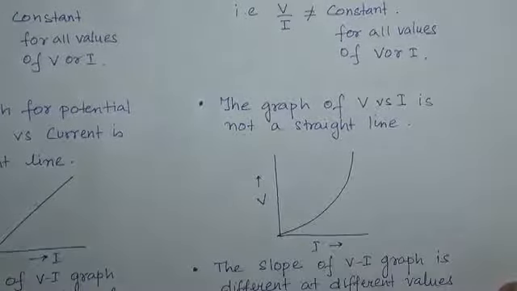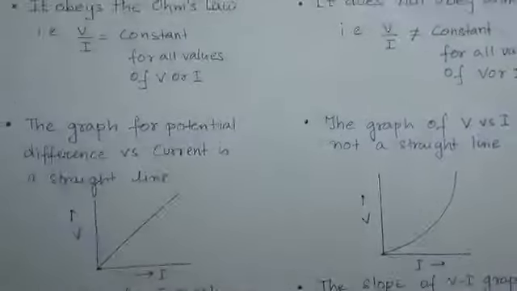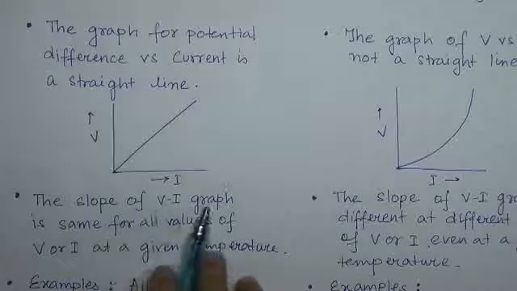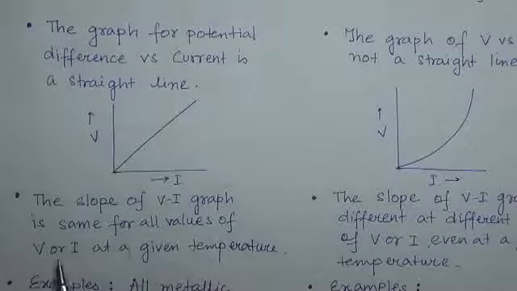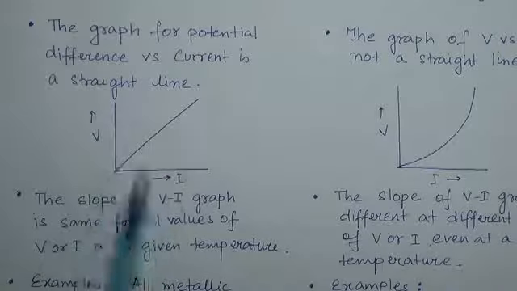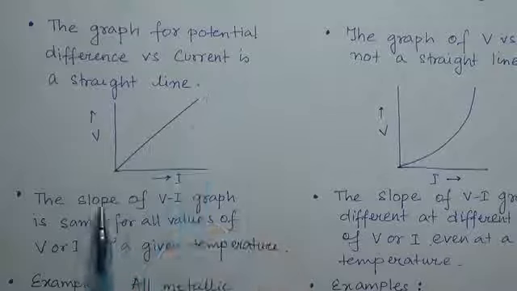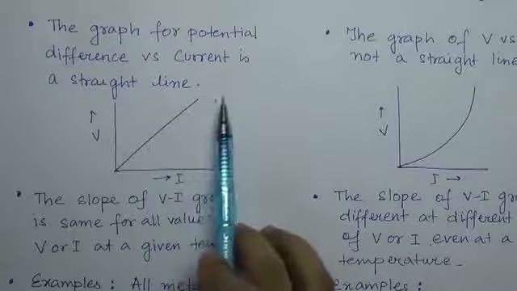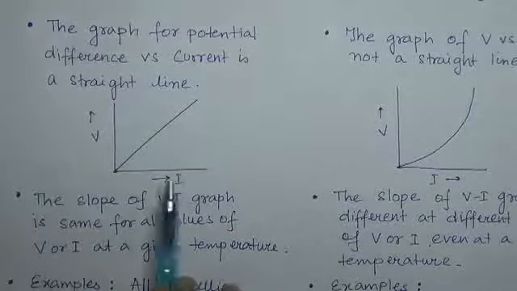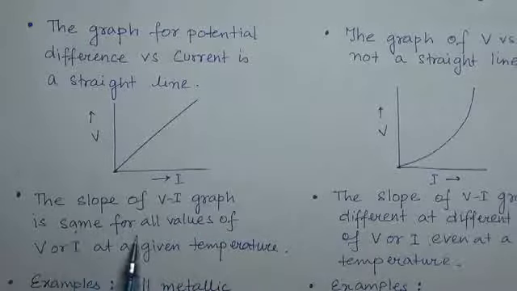Okay, so you can see the difference between the two. The slope of the VI graph is the same for all values of V or I at a given temperature. That means at a given temperature, if you calculate the slope of the VI graph, since it's a straight line, you will get the same value of the slope everywhere, for all values of V and I.